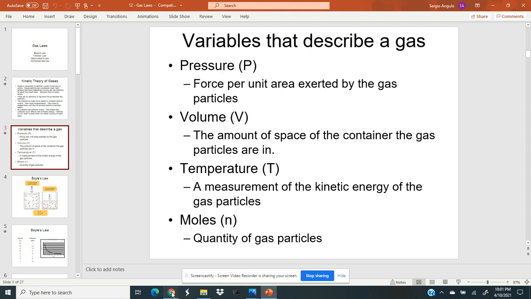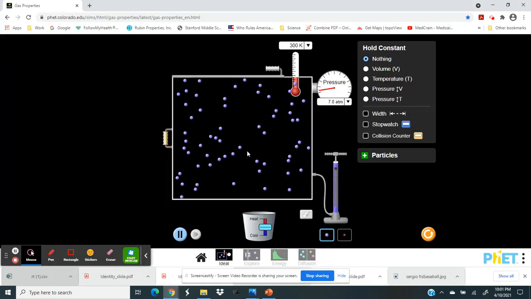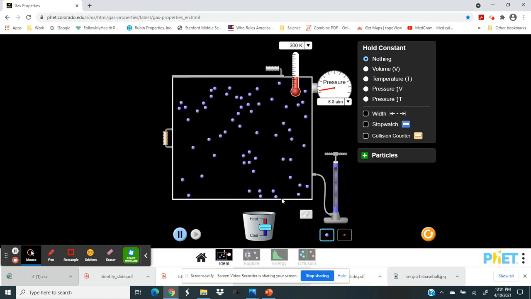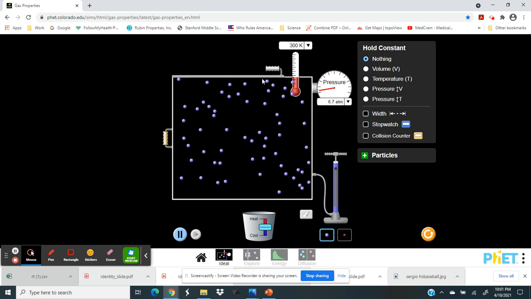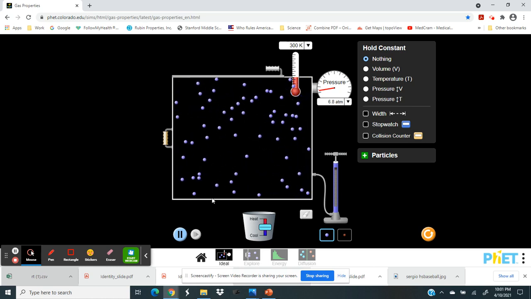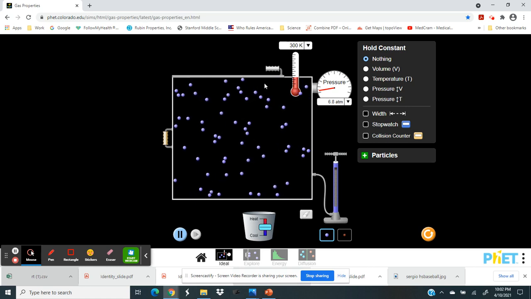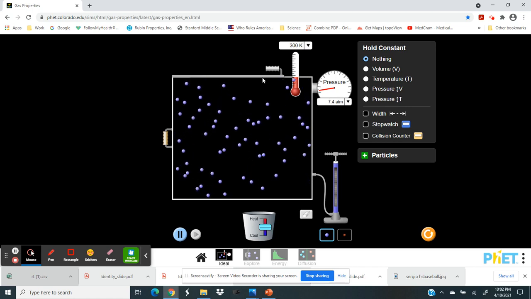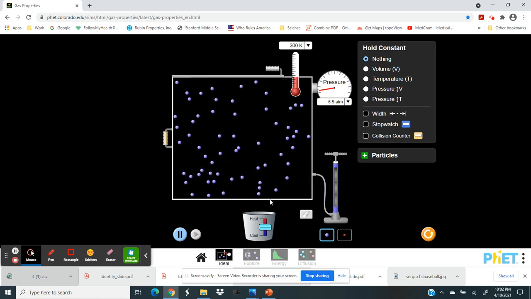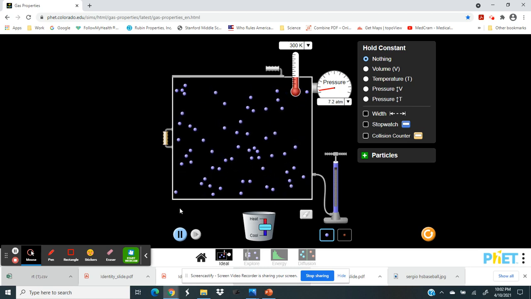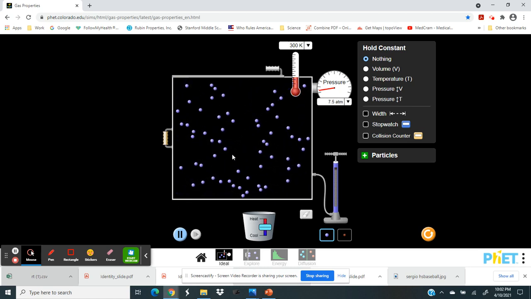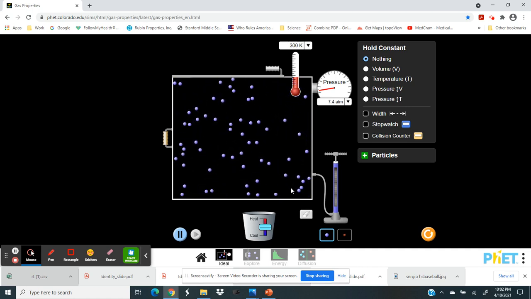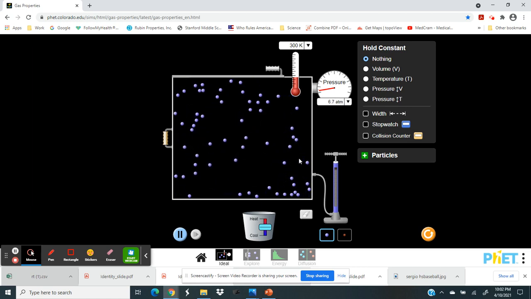Really, it's the number and the magnitude of collisions against the walls of the container. So as you can see right now, a lot of these particles are hitting the walls of the container, some of them harder than others. So the gas pressure would be an indicator of the average collision and how hard it is. The harder they're hitting, or the more often they're hitting, the higher the pressure. The lighter they're hitting, the slower they're moving, or the less often they hit, the lower the pressure.